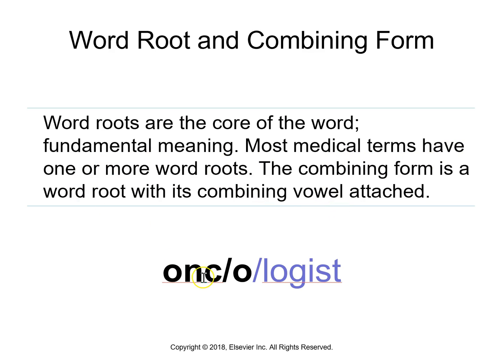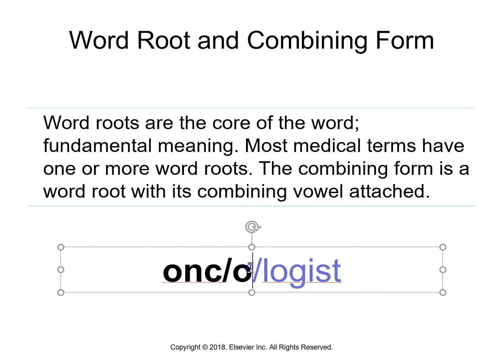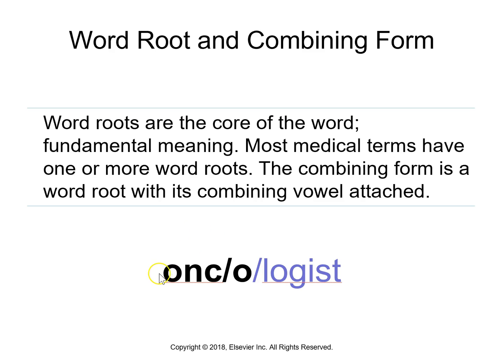The combining form is a word root with its combining vowel attached. So which one do you think is the combining vowel here? It's the O. Okay, and then the onc is the word root. So the combining form is the word root plus the combining vowel. So the combining form is going to be onco. And then, so what's this? What's logist? What's that doing there? That's the suffix, okay? It's at the end of the medical term and it modifies its meaning, as you'll see in a second.